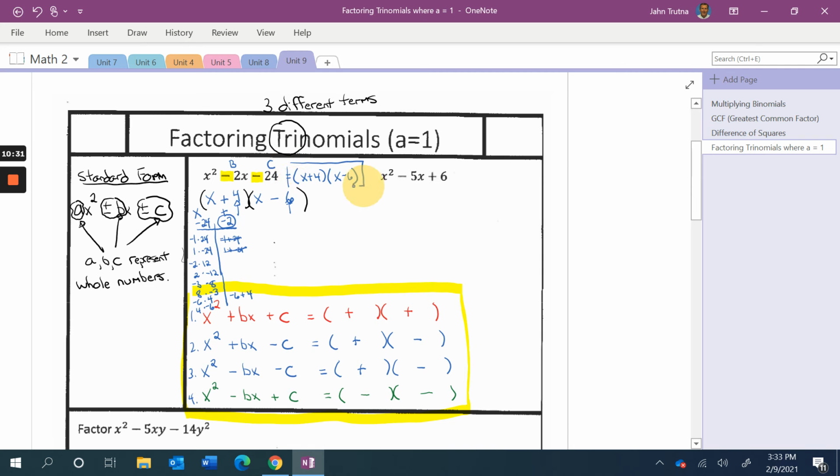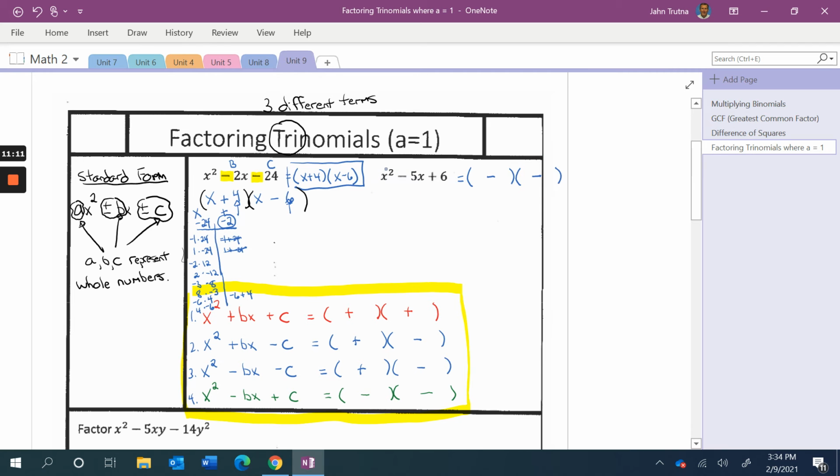Okay, let's move on. How about the next one? X squared minus 5x plus 6. So we know that a trinomial is always going to factor into two sets of parentheses, and this is a minus plus trinomial, which follows number 4 in my list. Okay, notice number 4 is x squared minus bx plus c. So number 4 is a minus plus, which means both of my factors are going to be subtraction. So I'm going to have a minus and a minus in my factors.